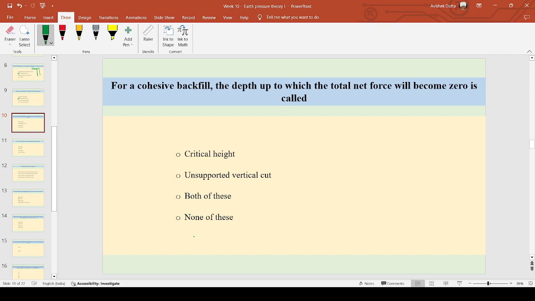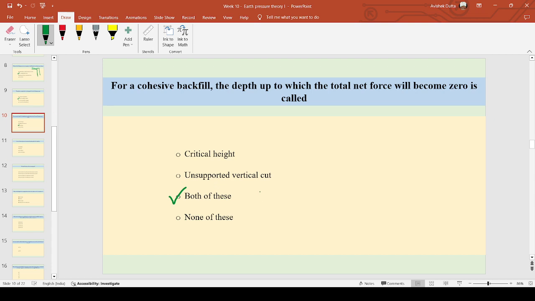Z0 is the depth of the tensile crack. It is also called the depth of the negative pressure zone. Double that zone is the height up to which the soil can support itself, called the critical height or unsupported vertical height. Both are correct. It's also given in one of your questions, two questions later. Good observation.